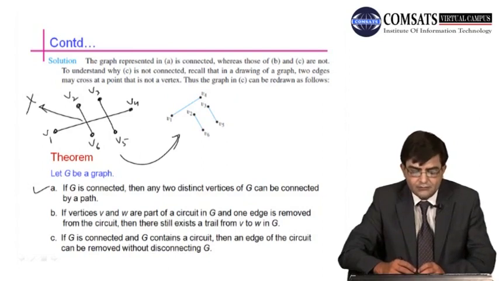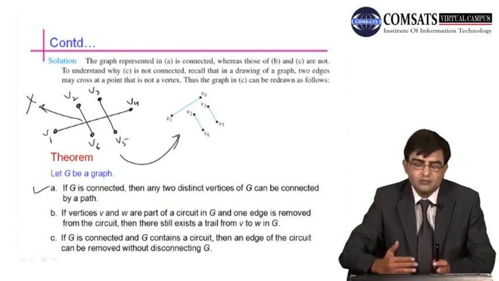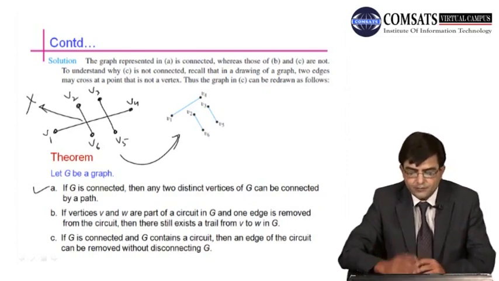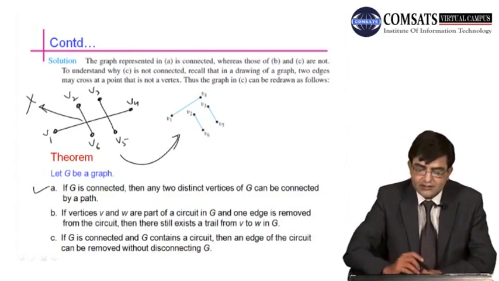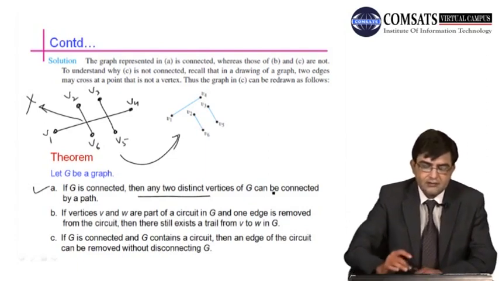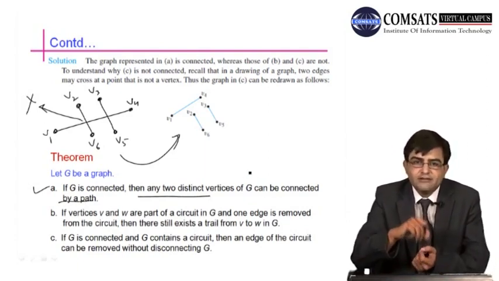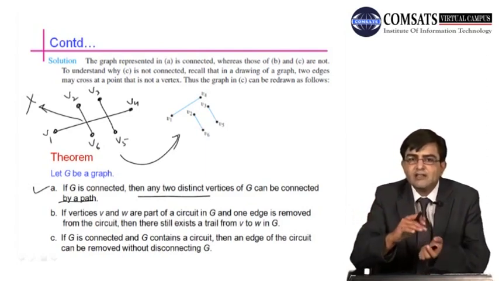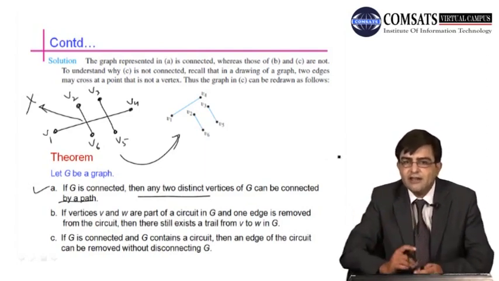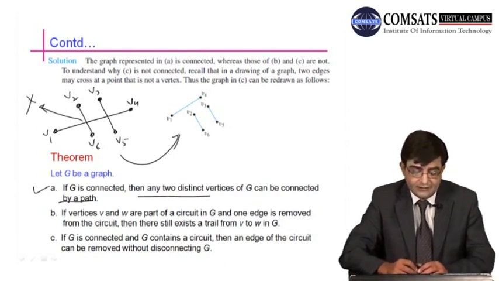If G is connected, then any two distinct vertices of G can be connected by a path. So it's obvious. If G is a connected graph, then if we take any two vertices, then we can construct a walk from first to second. That is, we can create a path from the first vertex to the second vertex. What is a path? A path is a trial which doesn't have any repeated vertices. Edges are also not repeated because it must be a trial also.